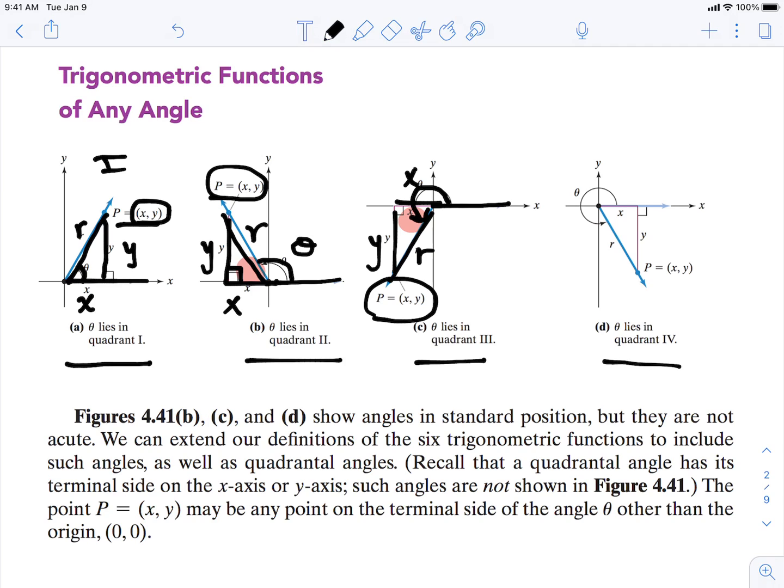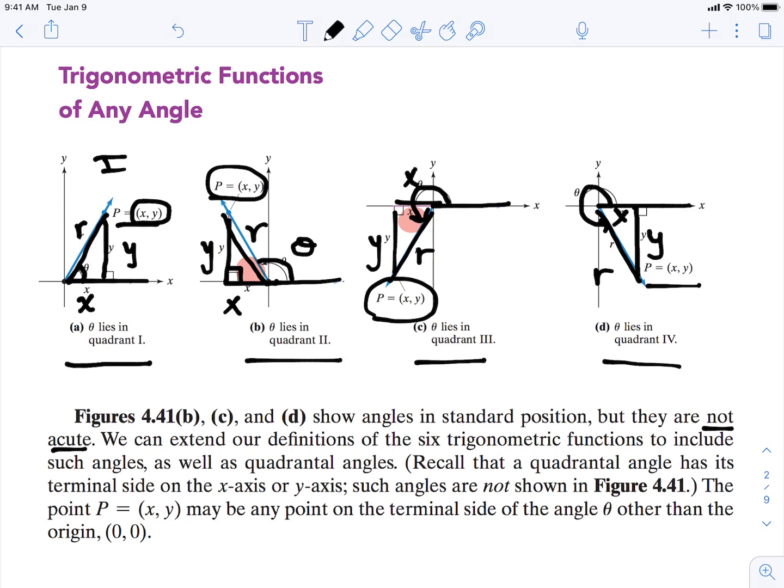And then the last example, quadrant 4. Here is your angle, finishing off on your terminal side. You create a right triangle. You have your y, your x, and your r, and then your point. So these figures show angles in standard position that are not acute.